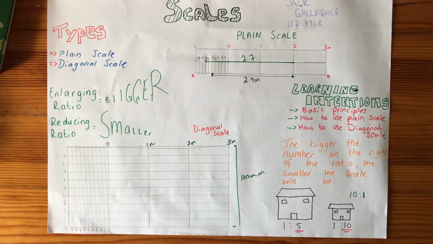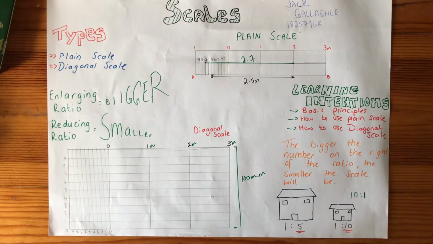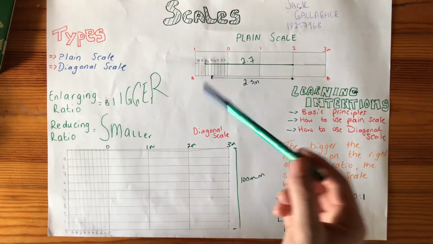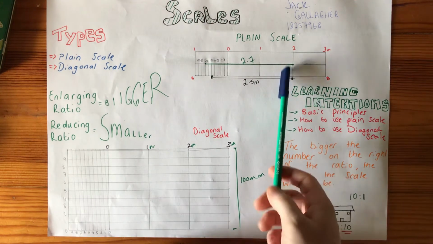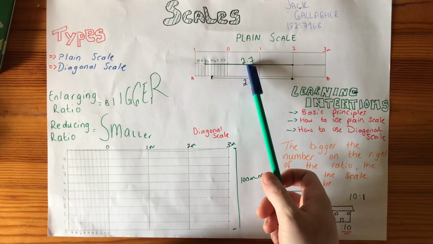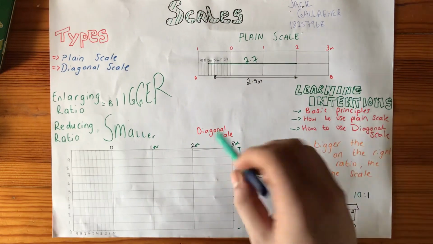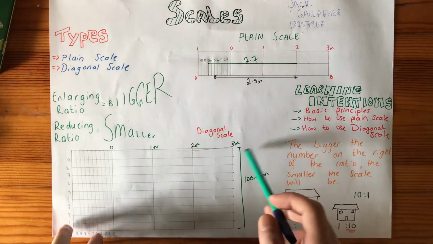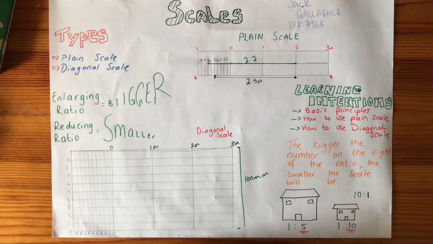So first off, we're just going to talk about the two different types of scales. As I said, there's a plane scale and a diagonal scale. The difference between the two is the plane scale is a lot more basic than the diagonal scale. If you want to get a very quick scale of an object, you would use the plane scale, because you can see that it only goes to 0.1 of a decimal place, whereas the diagonal scale is a lot more precise. It goes to 2 decimal points, so you could get, say, 2.78 of an object.